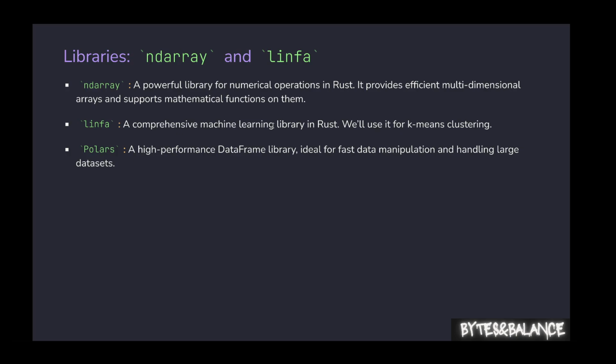And then at the end, we've got Polars. It's a high-performance data frame library, and it's similar to Pandas, but optimized for speed and memory efficiency. And we can really handle large data sets more effectively if we use Polars and Rust.